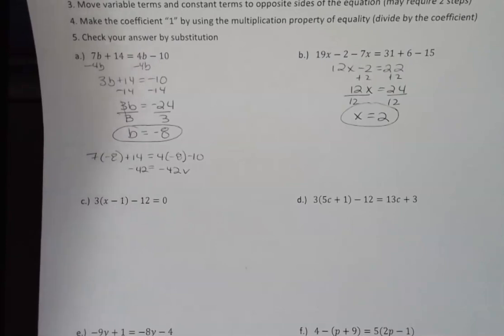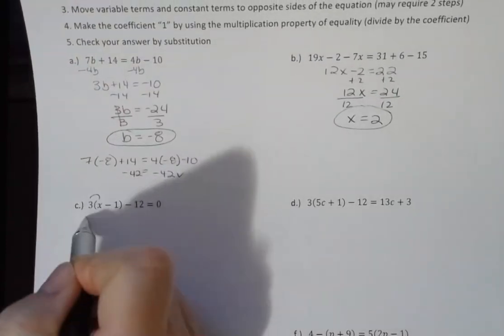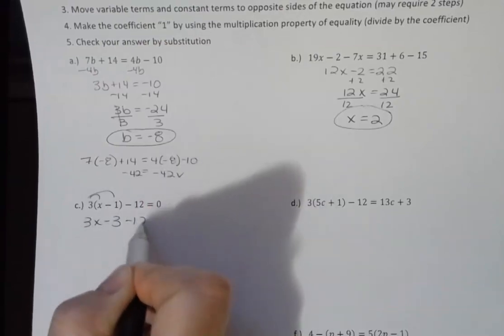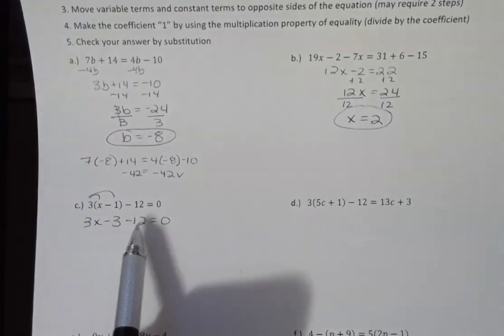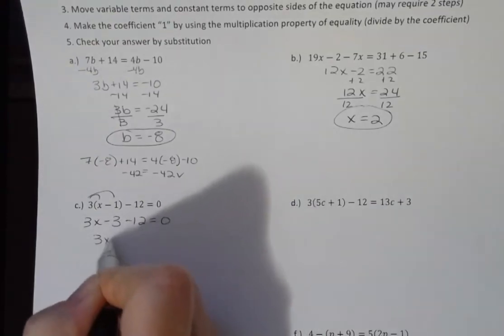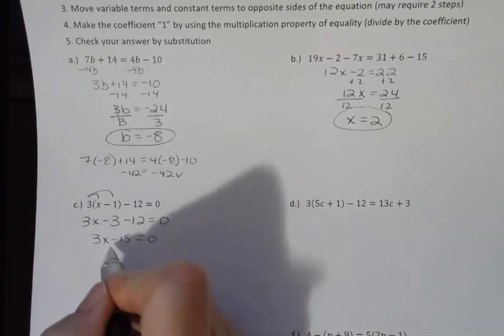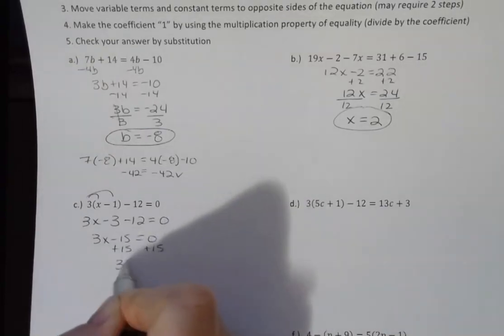And so we're going to take 3 times x here to get 3x. 3 times -1 is -3. And then we're going to combine like terms, which is -3 and -12, or -15. We need to get the variable terms to the opposite side from the constant terms, so I'm going to move this over. I could have moved either one, it doesn't really matter.